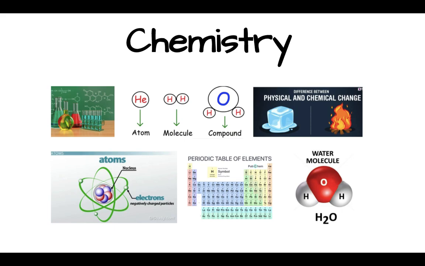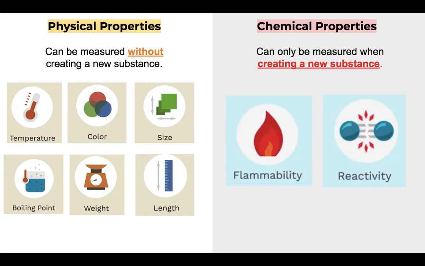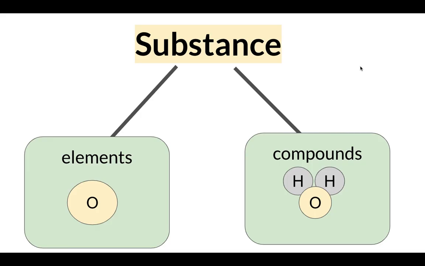Welcome back, Ann Arbor. In our last lesson, we talked about the difference between physical properties and chemical properties. We said that chemical properties can only be measured when creating a new substance. Today we'll talk more about how to create a new substance.